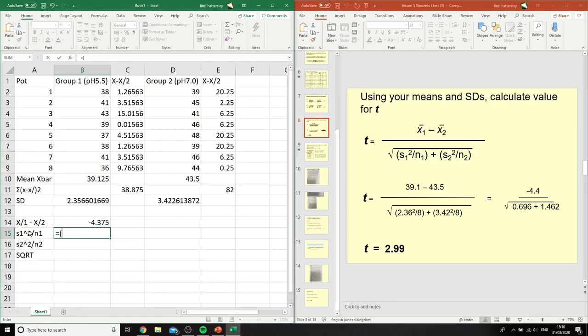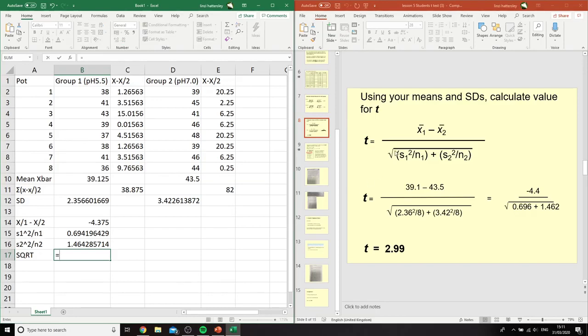I'm going to open the bracket because I want to square the number first before dividing it. So that is this number squared divided by n, which is 8. Enter. Same again, but with this number. Would help to open the bracket. There we go. Divided by 8. Enter.